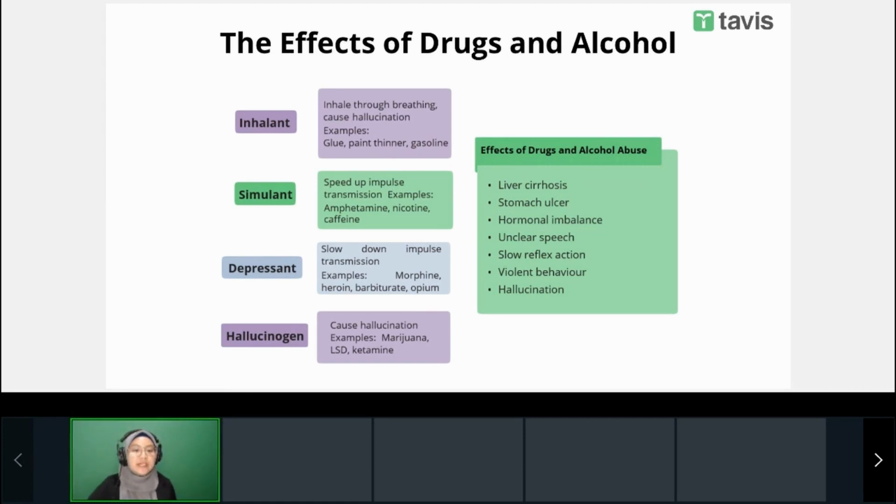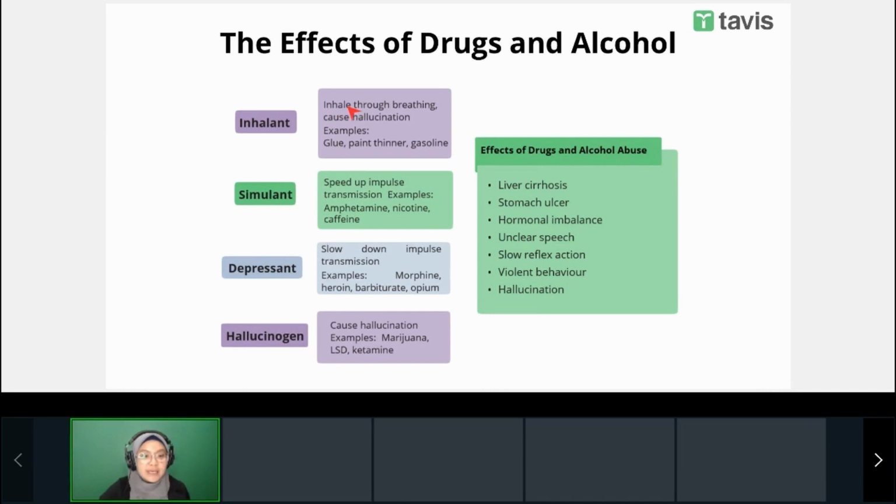Now, let's go to the effects of drugs and alcohol. We categorize drugs into 4 types, which are inhalant, stimulant, depressant, and hallucinogen. Each of these types of drug causes a different effect.